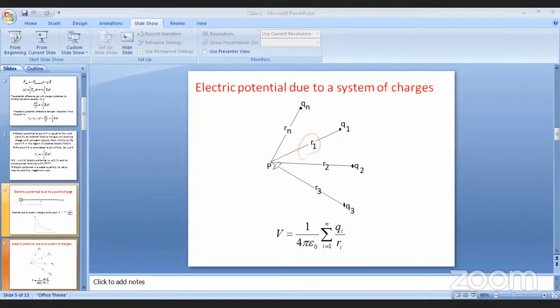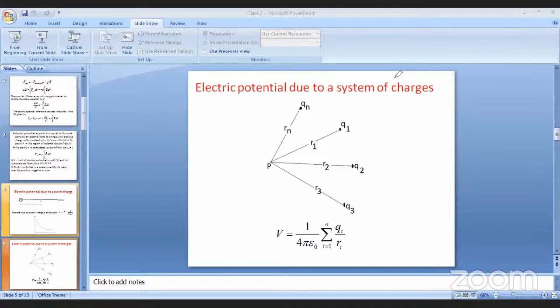What you have to do is calculate the electric potential at this point P due to the presence of this charge Q1. After that, you have to calculate the electric potential at point P due to the presence of the charge Q2. Like that, you have to calculate the electric potential due to each point charge, and then go for summation. Here also the superposition principle is applied, as we have discussed earlier during our discussion on Coulomb's law and electric fields.